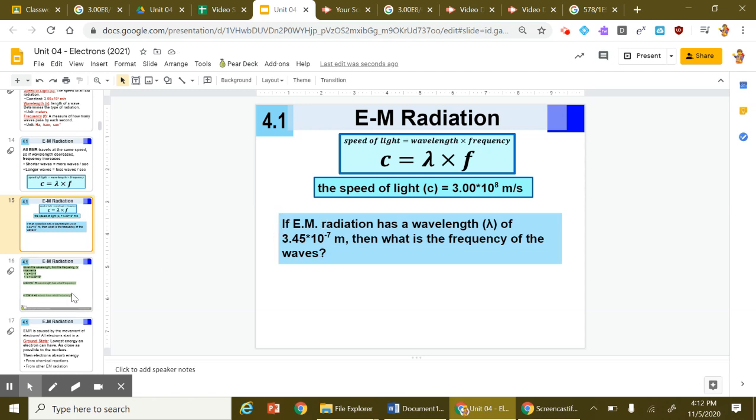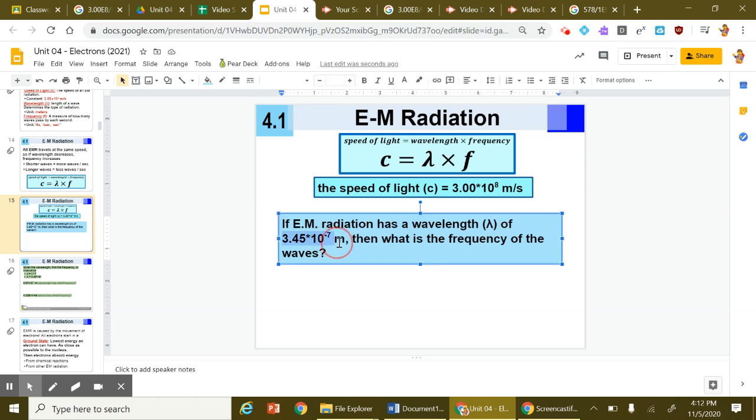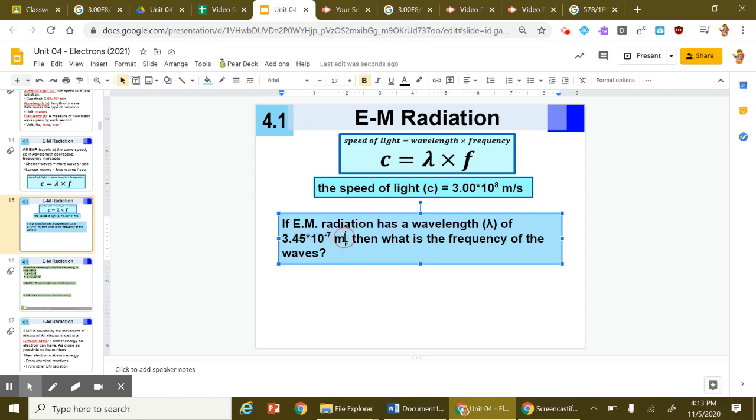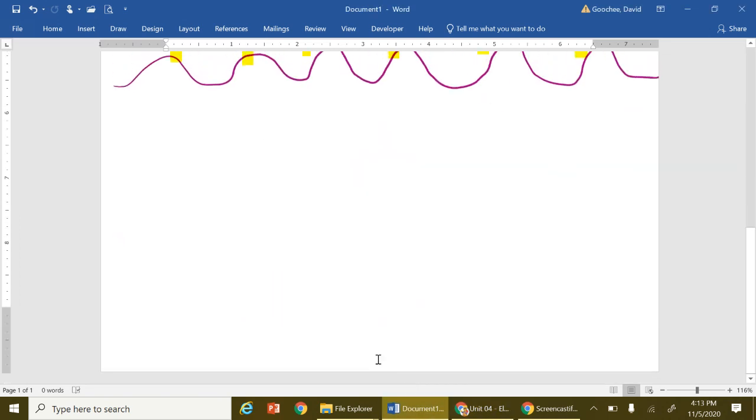If electromagnetic radiation has a wavelength of 3.45 times 10 to the negative 7th meters, then what is the frequency of that wave? All right? What is the frequency? How many waves are traveling by you every second if they are that long? If they are 3.45 times 10 to the negative 7th meters long, then how many waves are going to pass by you every second? Let's do that calculation now, okay?